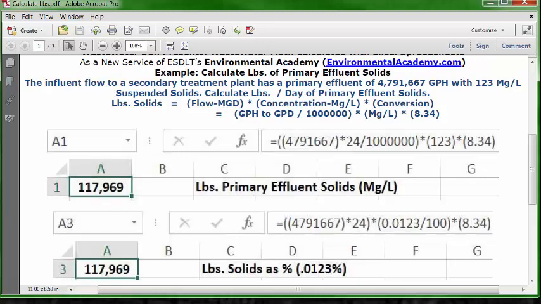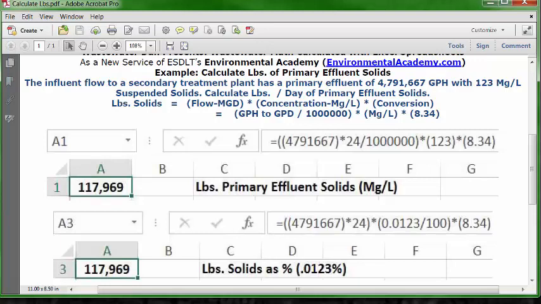So the formula for pounds of solids using the percent solution version has 3 elements. It has the conversion factor, it has the concentration, and it has the gallons. But the concentration, instead of being mg/L, is going to be the decimal equivalent of the percent. And so you take your percent and you divide it by 100. So that's where we have the 0.0123 divided by 100 in this second formula. And on the gallons, you put in just gallons.